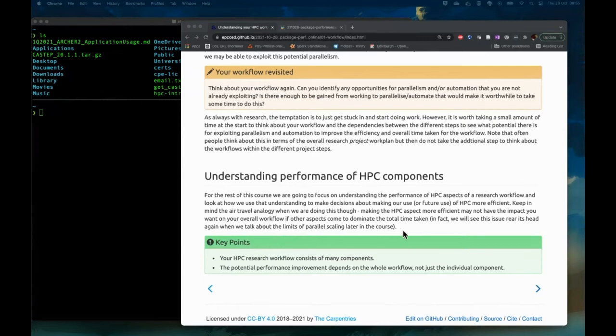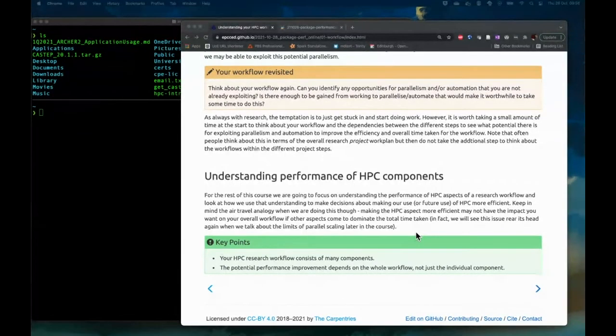And I just want to flag that we'll see this later on in another form: if other aspects of the performance of the workflow come to dominate, then optimizing the performance of one bit of it doesn't actually have that much impact. And there are actually theoretical understandings of this, and what it means in terms of parallel performance of HPC applications, that we'll talk about later on in the course.